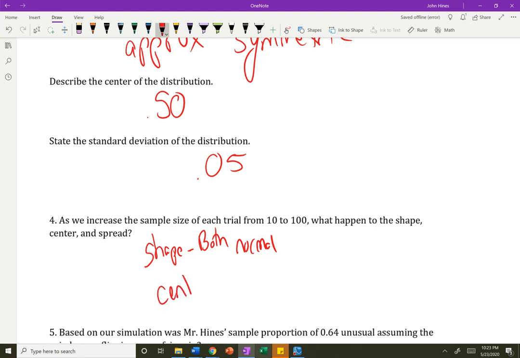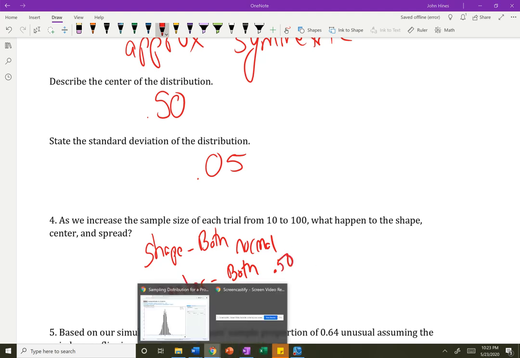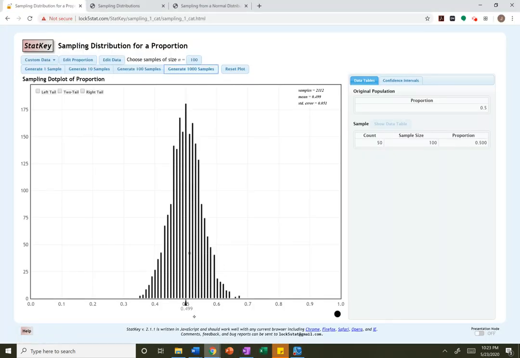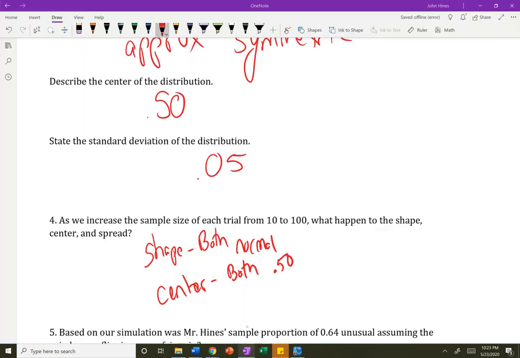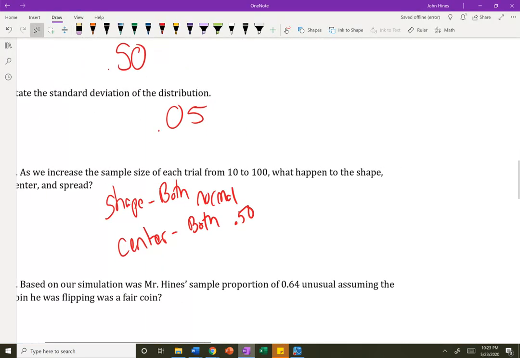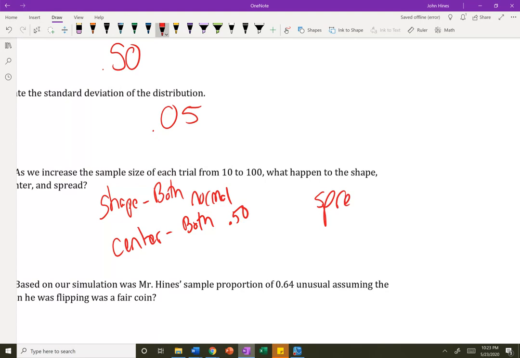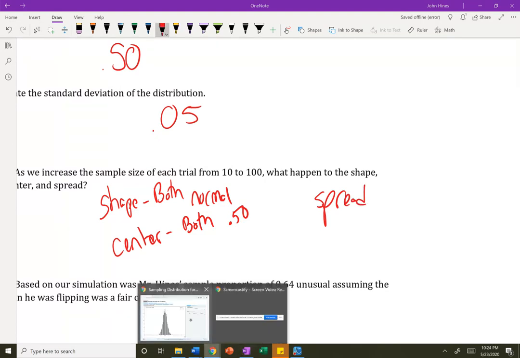The center, both were at 50%, 0.50, because that's what we assumed the true population proportion to be. We made an assumption about that parameter. What did change was the spread, the standard deviation. Look what happened to our distribution here.